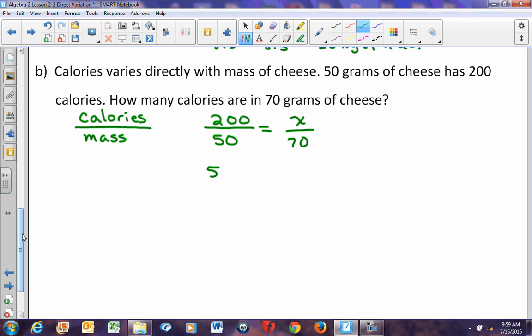So we now have 50x equals 14,000. So we cross multiply, divide by 50, and x equals 280. So there will be 280 calories in 70 grams of cheese.